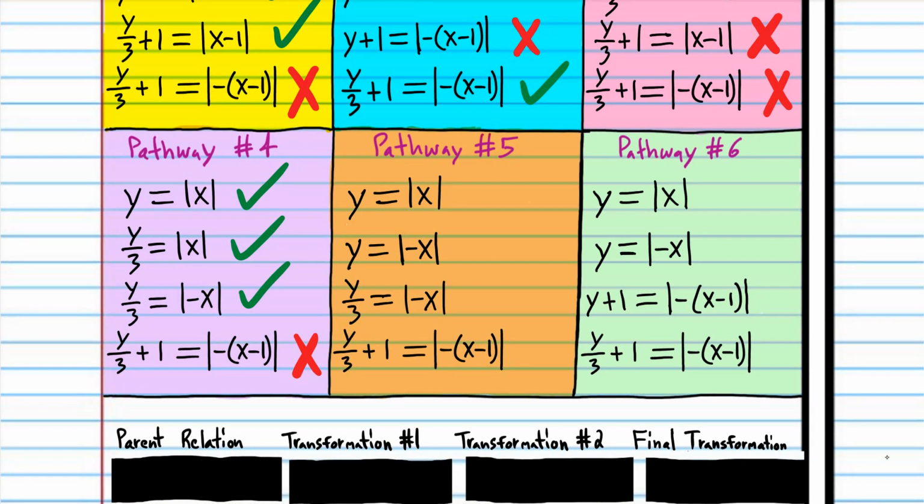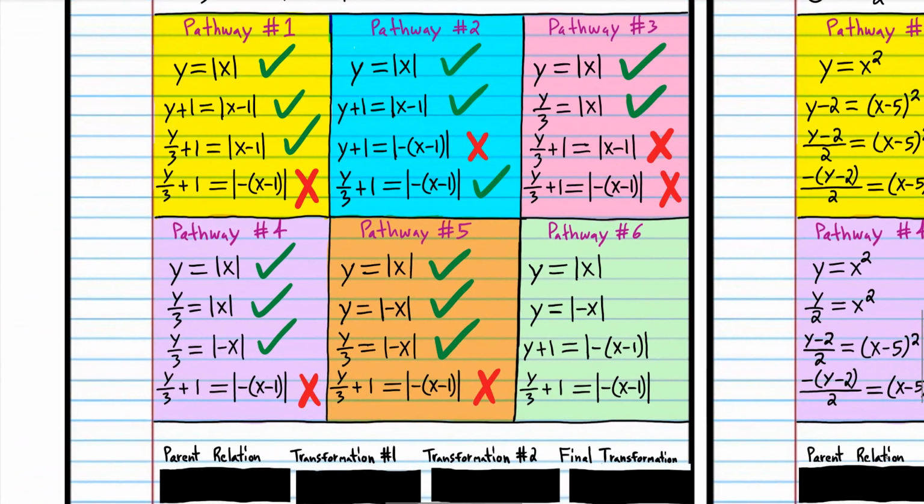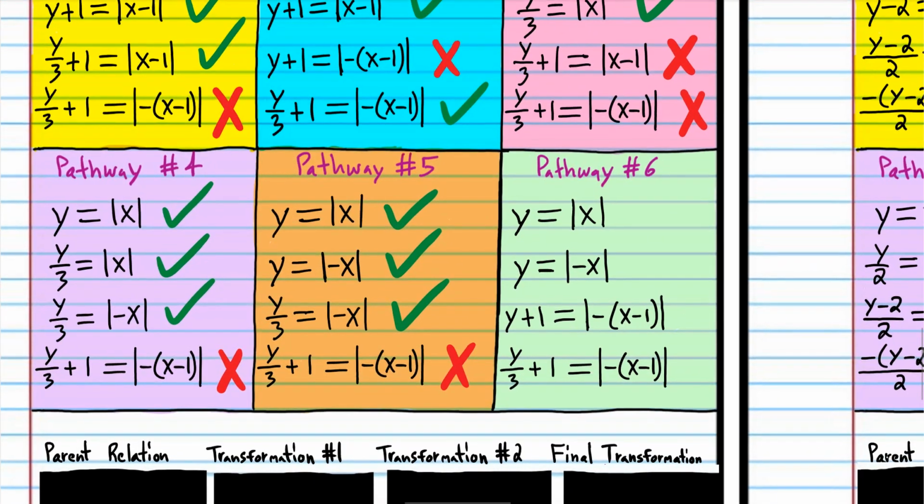Okay, let's try pathway number 5. We have the parent equation. We're replacing x with negative x. That tells us to reflect across the y-axis. Then we're replacing y with y over 3. That tells us to multiply all the y values by 3. And then we're replacing x with x minus 1. That's okay. But then we're adding 1 to y over 3. The transformation properties don't tell us what to do in that situation. So far we don't have a pathway that we can use, so hopefully the last one's going to work.